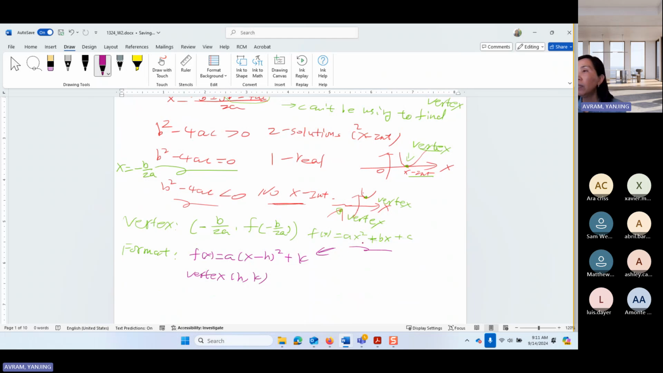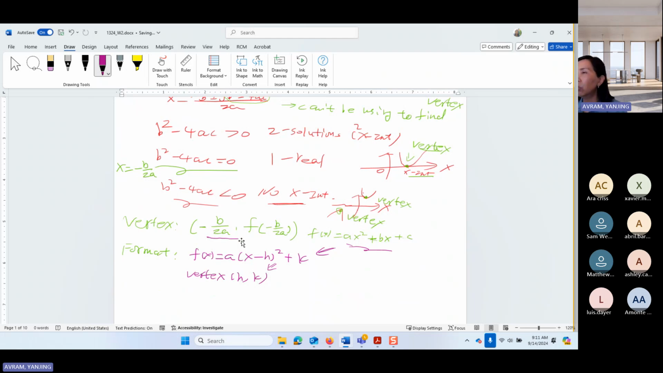So if the quadratic equation is in this form, I would recommend using the vertex formula, negative b over 2a. If the quadratic is already in this vertex form, you can find the vertex in this form already. So you don't have to expand into this one and then use the formula, right? You take the easy way. This you can find the vertex right away.